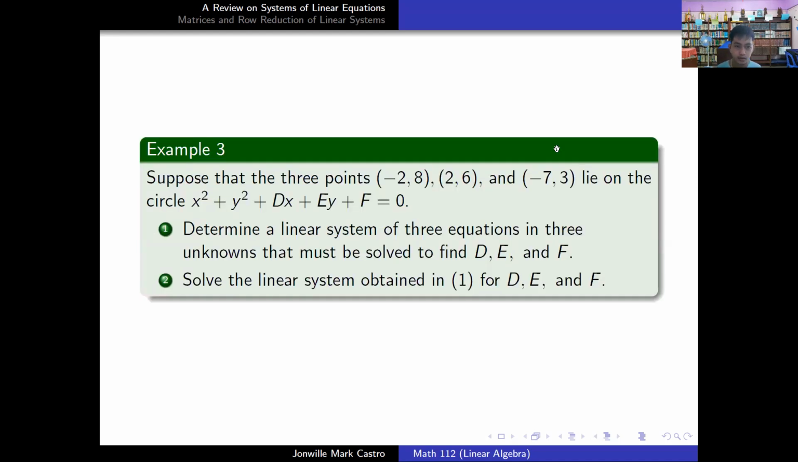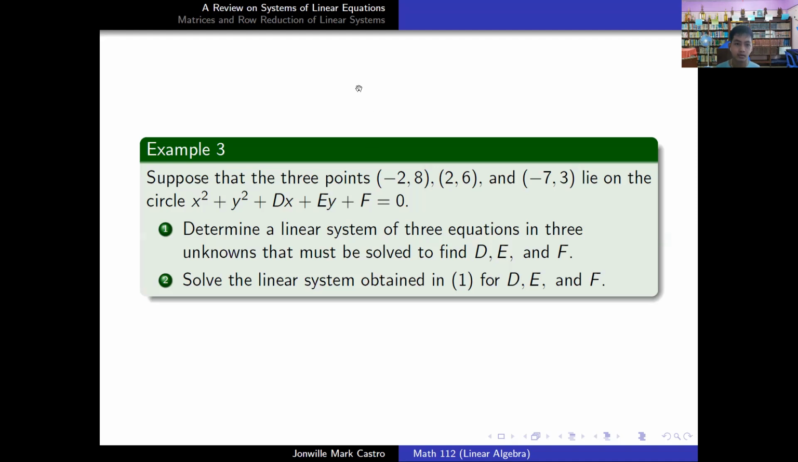Another example. Suppose that the 3 points, negative 2, 8, 2, 6, and negative 7, 3, lie on the circle x squared plus y squared plus dx plus ey plus f equals 0. Determine a linear system of 3 equations in 3 unknowns that must be solved to find d, e, and f. Then solve the linear system obtained for d, e, and f.